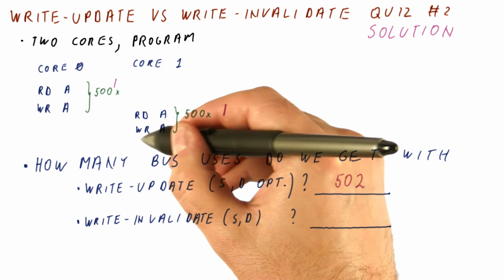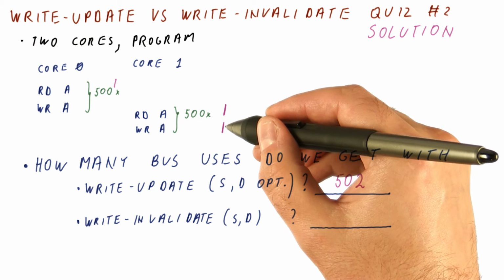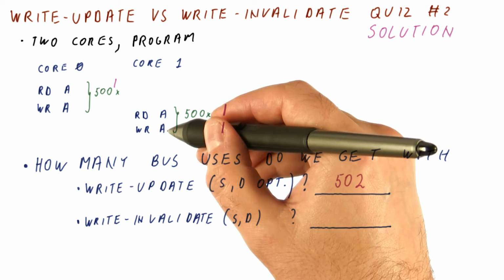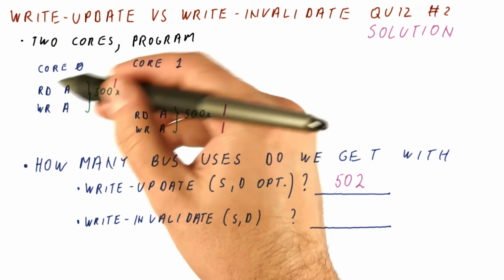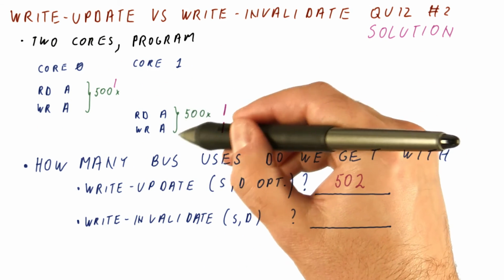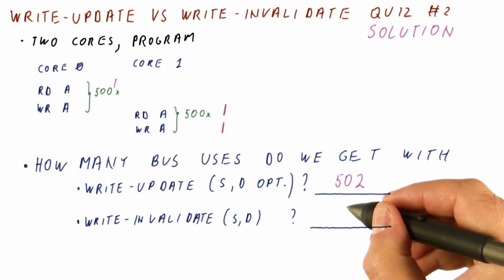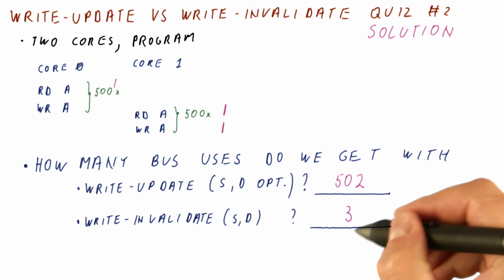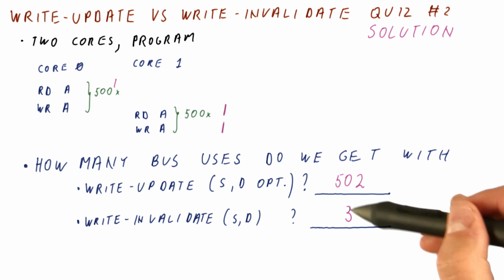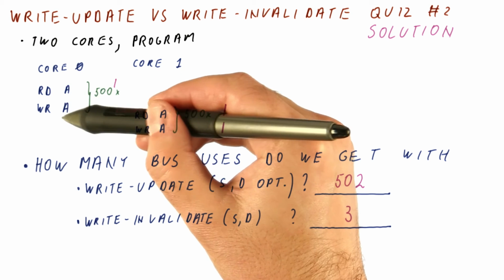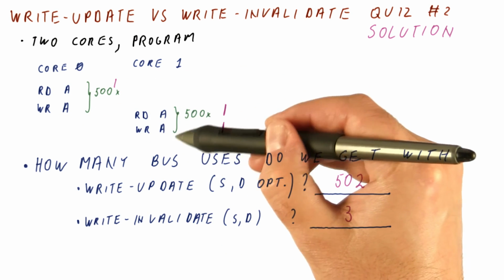Because the data is shared, the write will have to do an invalidation broadcast, so we will have another bus access, but that makes the data private to core 1 now because this version is invalidated. So for the remaining 499 iterations of this, nothing else happens. So overall, we get only 3 bus accesses. As you can see, write invalidate is a lot more efficient if data tends to be used frequently on one core and then the frequent use moves to another core.